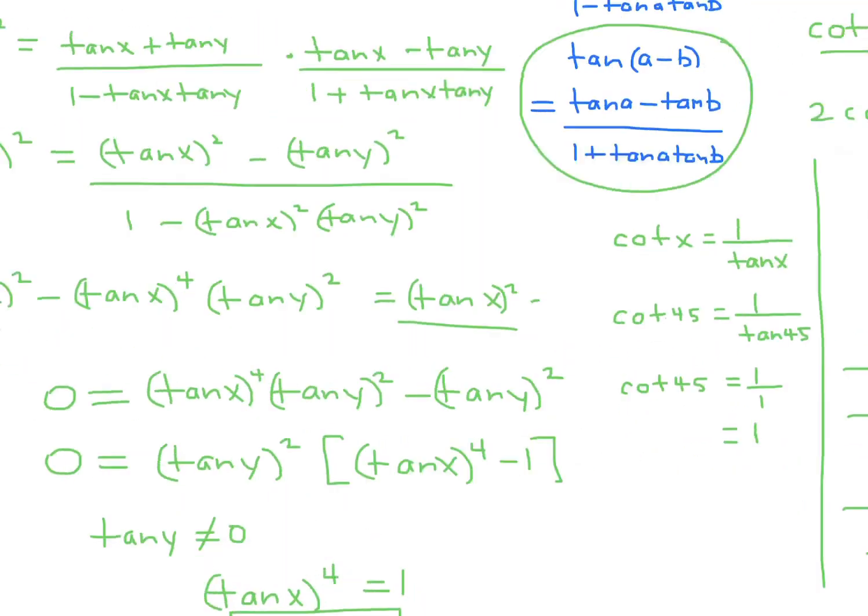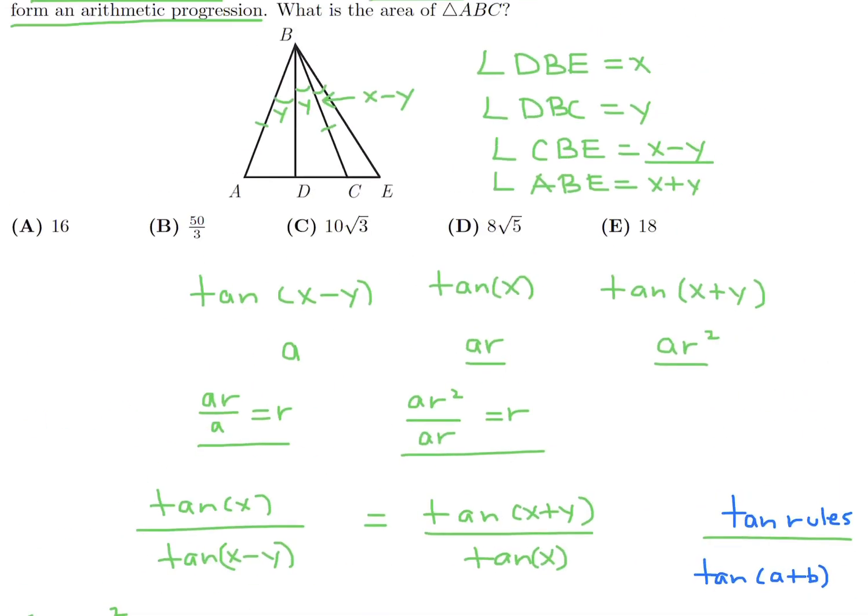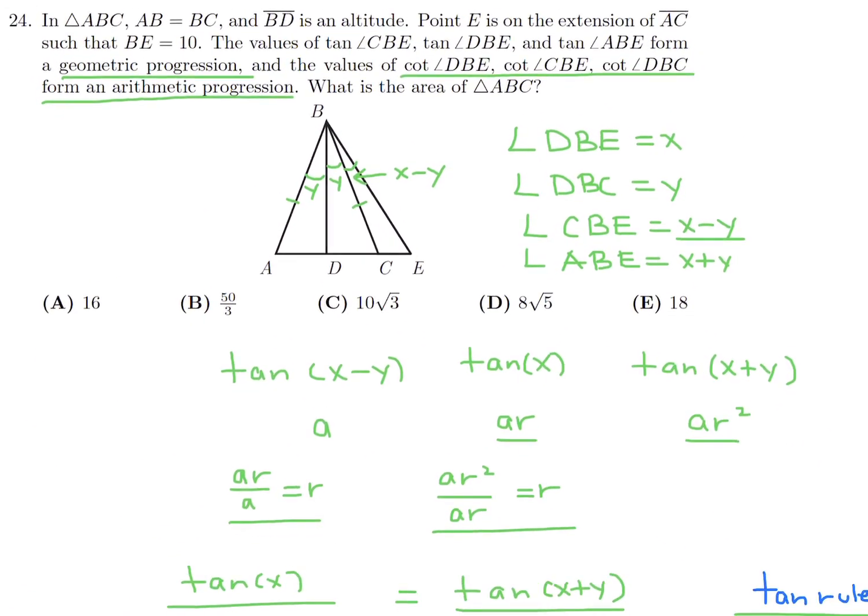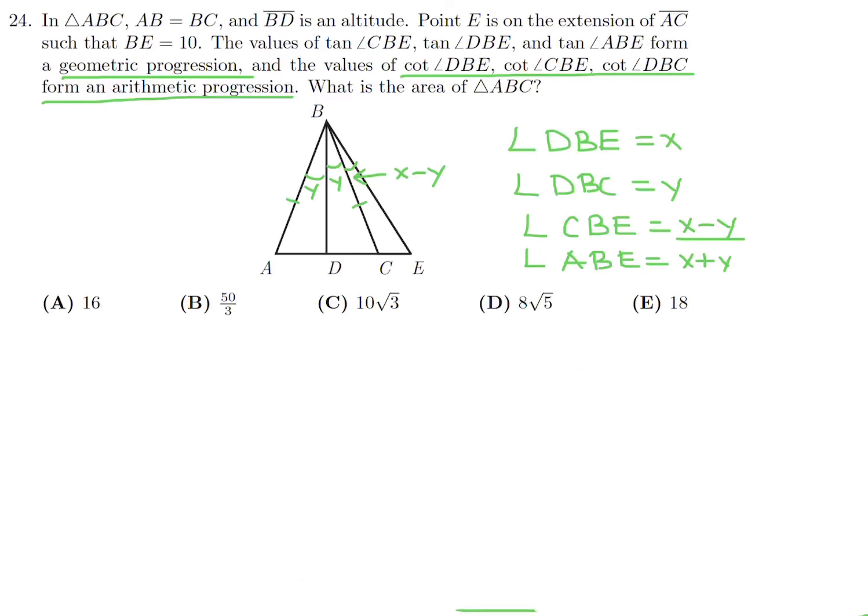Let's go back to our original question now that we've done all that. What is our original question asking us? Well, before we forget, let's put in what we found out with all our hard work. We found out that x was 45 degrees, and we found out that the tan of y was 1/3, okay? They want us to figure out the area of ABC. So this one right here, ABC, this triangle.